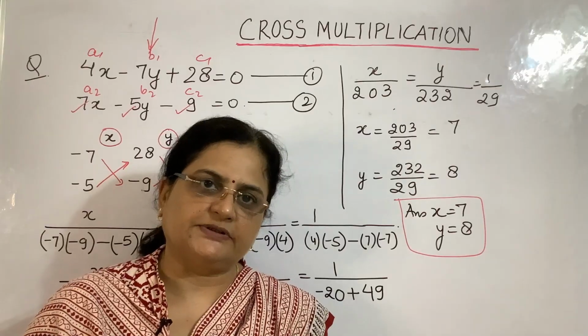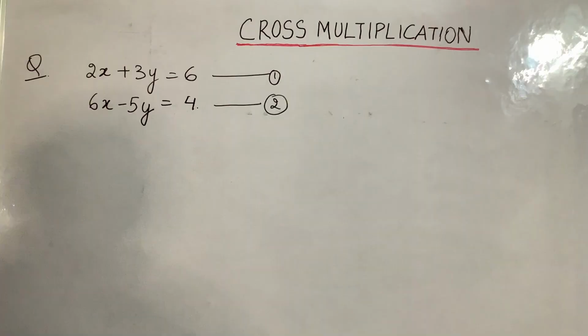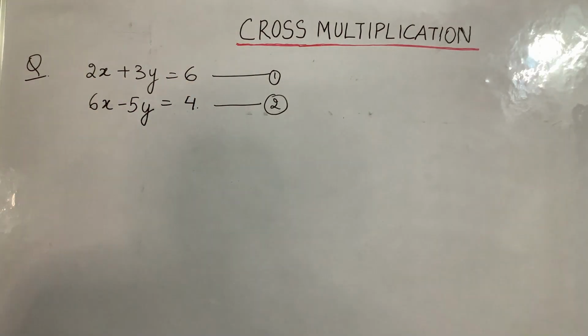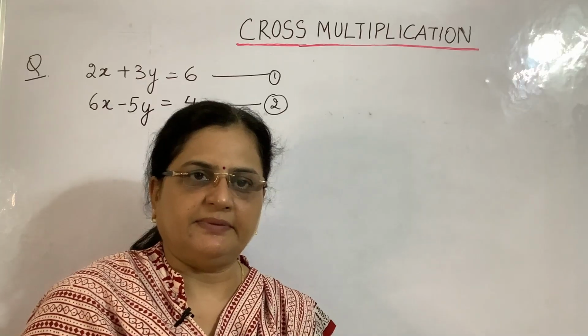Let us try another question using the cross multiplication method. So we have two equations, 2x plus 3y is equal to 6 and 6x minus 5y is equal to 4, and we are required to solve them using the method of cross multiplication.